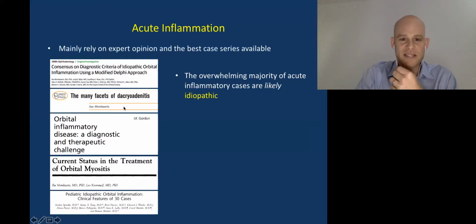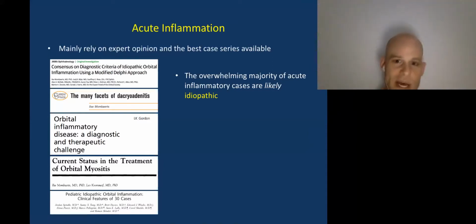The Many Facets of Dacryoadenitis by Mumberts, who's a well-known guy. He talks about this phenomenon, and other people talk about it too. The majority probably don't even get referred to someone like us. Those that do get referred often don't even get biopsied. In almost all of these cases, the blood tests come back negative, and for that reason you have to presume that they're idiopathic. And even the ones that do finally get a biopsy by an oculoplastic surgeon, the vast majority are idiopathic also.